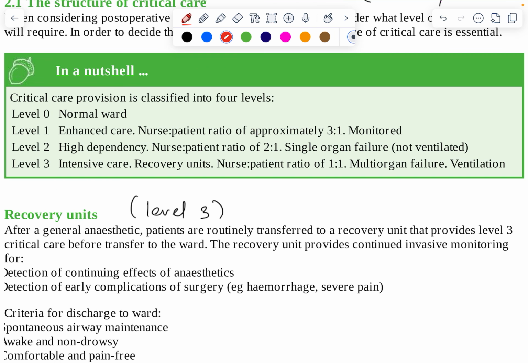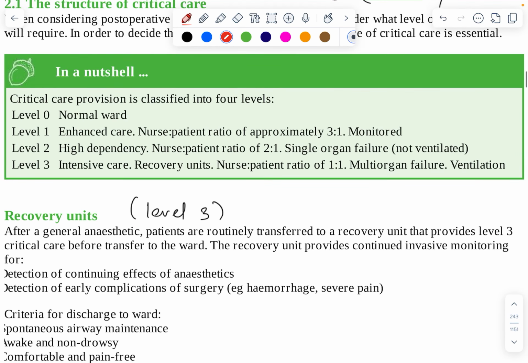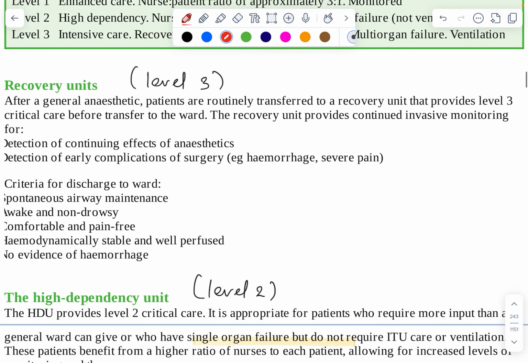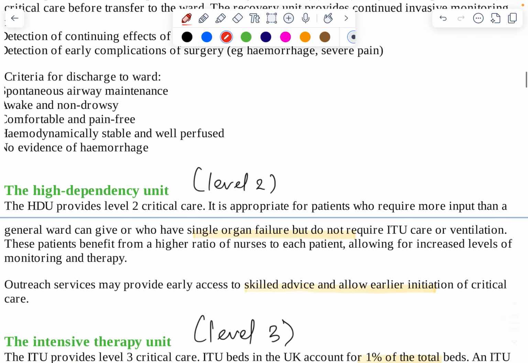So recovery units is the level. So level 3 is enhanced nurse patient ratio. After general anesthesia, patients are routinely transferred to a recovery unit that provides level 3 critical care. So level 3 means very high, 1:1. The recovery unit provides continued invasive monitoring, detection of the continuing effects of anesthesia, and criteria to discharge to the ward: spontaneous airway maintenance, awake and drowsy, comfortable, pain-free, no hemorrhage.